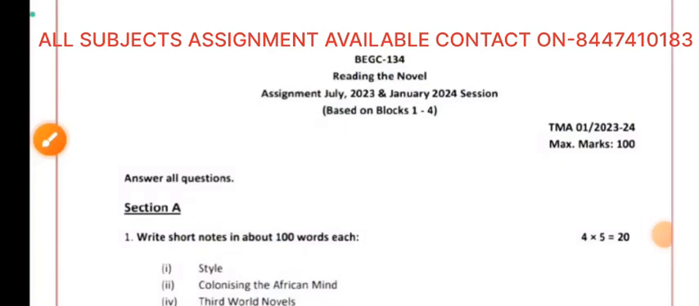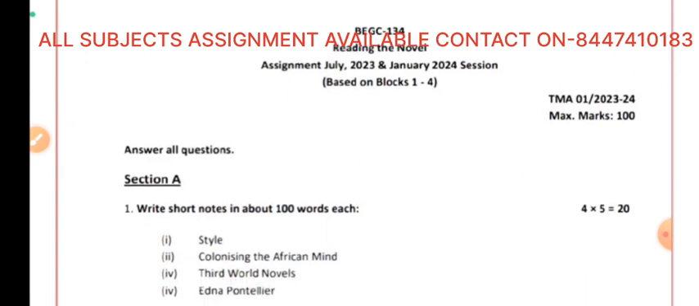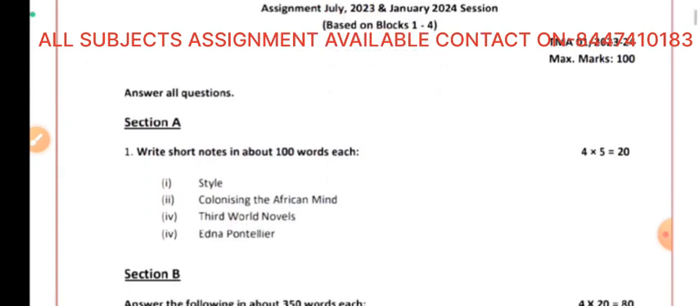Hi everyone, the course code is BEGC-134. Assignment of July 2023 and January 2024 session. This paper contains maximum marks of 100. You should answer all the questions.